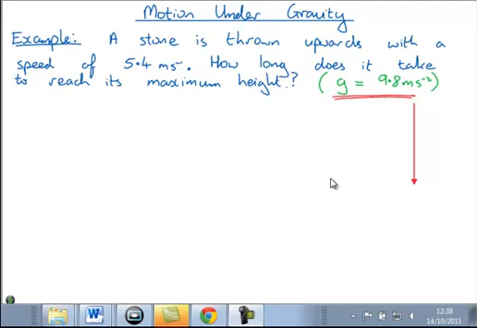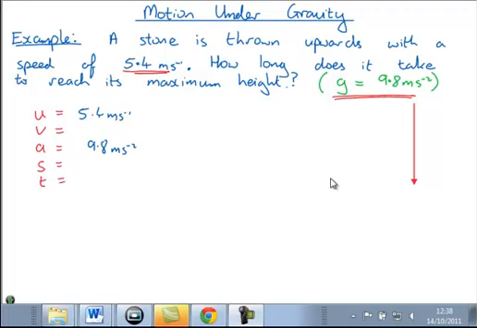So with this question, when you read through it, a stone is thrown upwards with a speed of 5.4 meters per second. How long does it take to reach its maximum height? Well, this tells us that we know its initial velocity. So I'll write in our variables, u, v, a, s and t. Now, we know the initial velocity is 5.4 meters per second. We also know that the acceleration is 9.8 meters per second squared. That's the acceleration due to gravity.